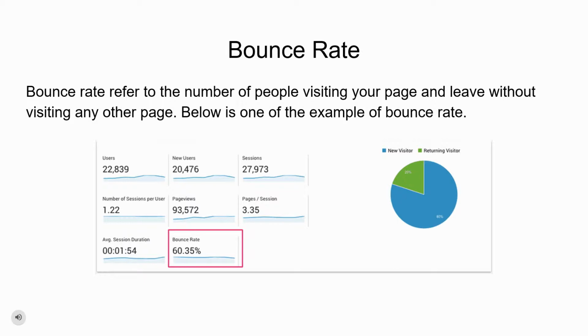Without further ado, the first one is bounce rate. Bounce rate refers to the number of people visiting your page and leaving without visiting any other page. Below is one example of bounce rate.